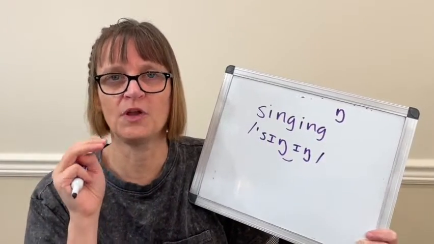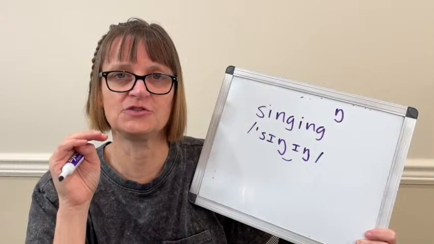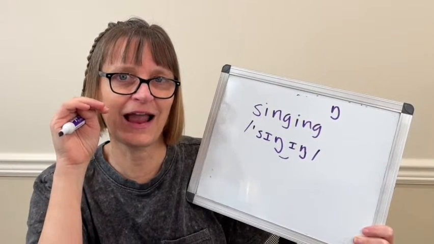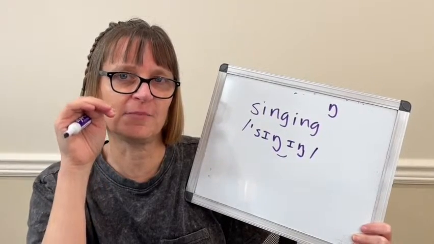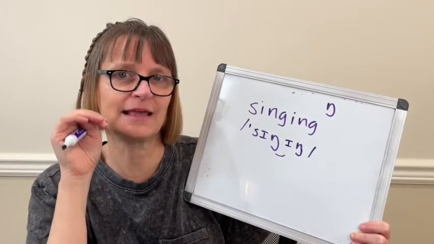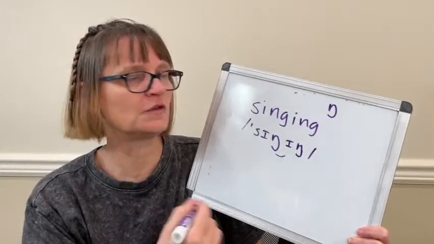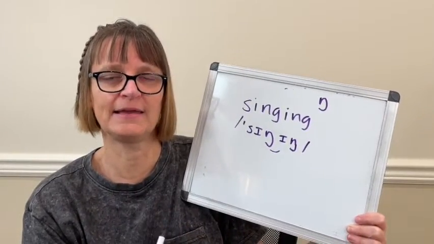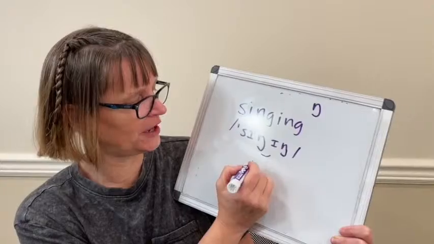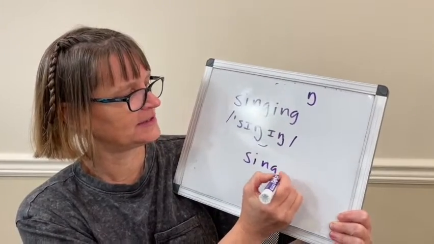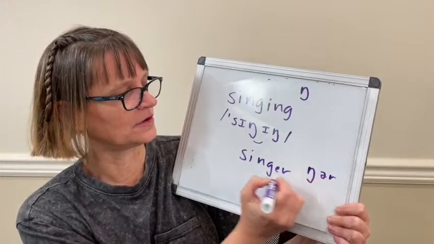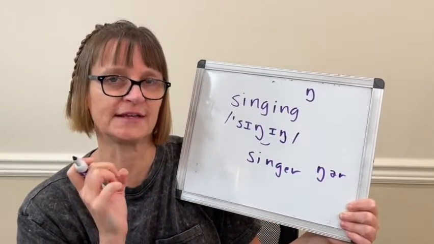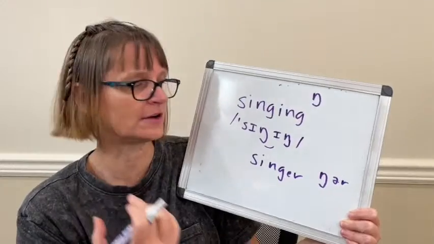So what you want to feel is that I just lightly drop my tongue away from the NG position, where it's lifted in the back, to let the vowel through, and then I lift back up. Singing. Same is true for words like ringing, bringing, etc. You can also practice words like singer, where you have the NG sound and then the er sound. Not singger, but singer.